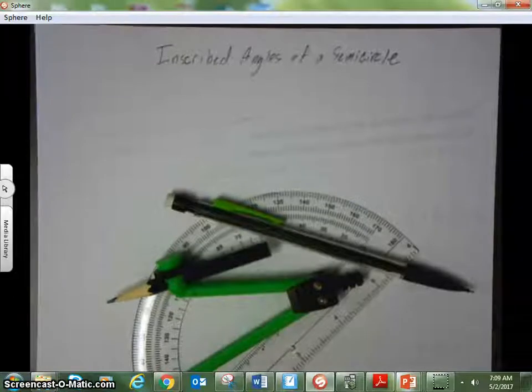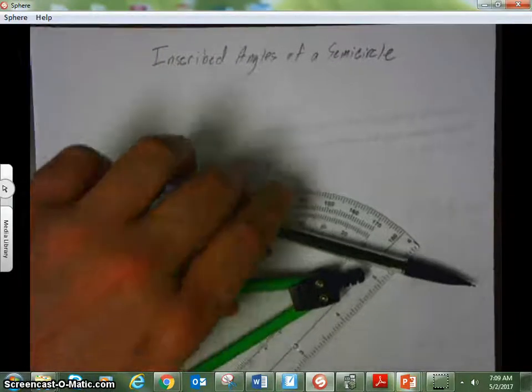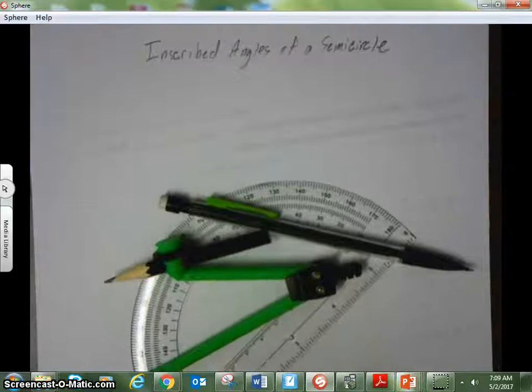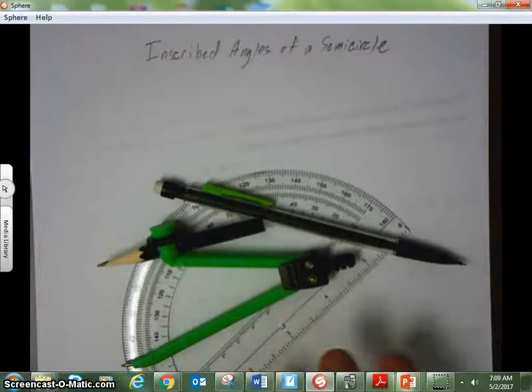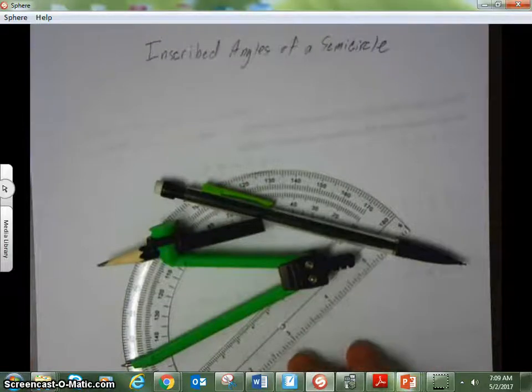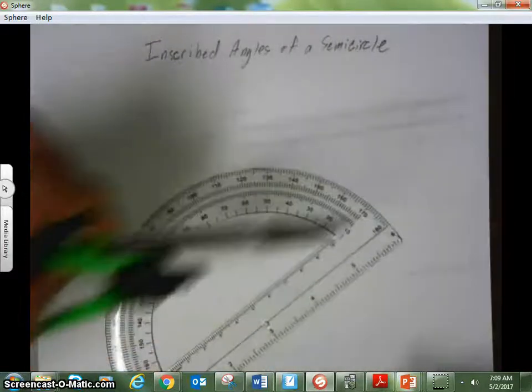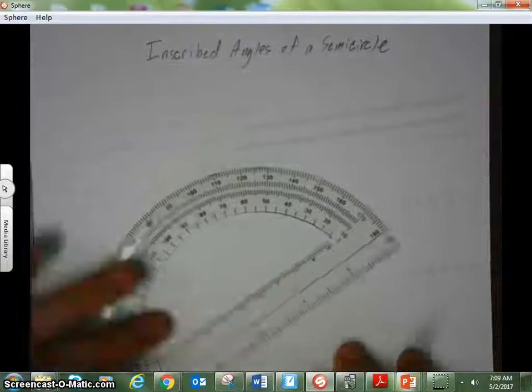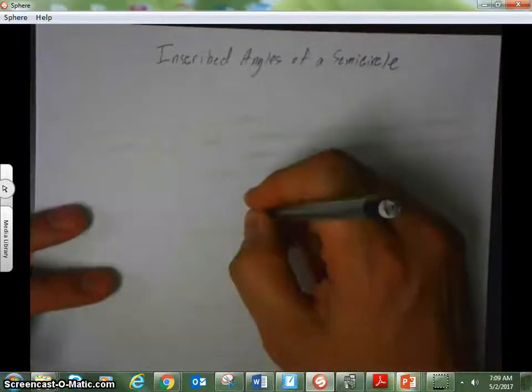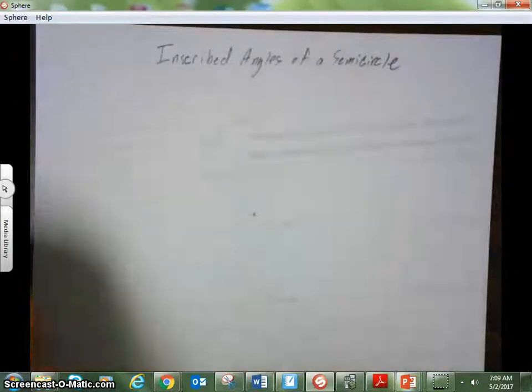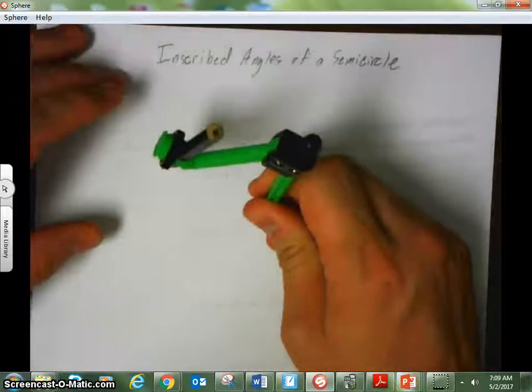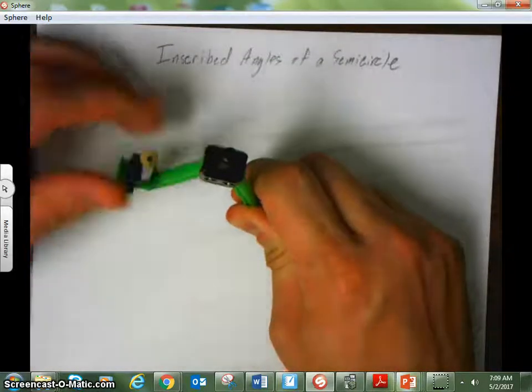Hey everybody, Mr. Piercy here, and what we're going to do in this demonstration video is identify the properties of an inscribed angle of a semicircle. If you're going to try and follow along and recreate it on your own, we'll need some paper, pencil, a compass, and our protractor, so that we can not only have a straight edge, but measure some angles. To start off, we'll begin by creating a circle of some decent size.